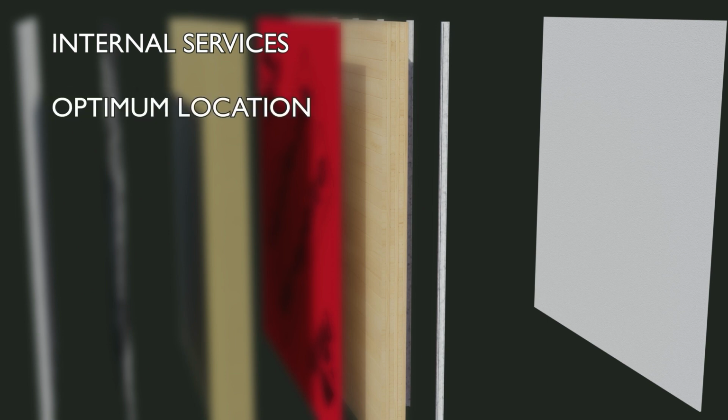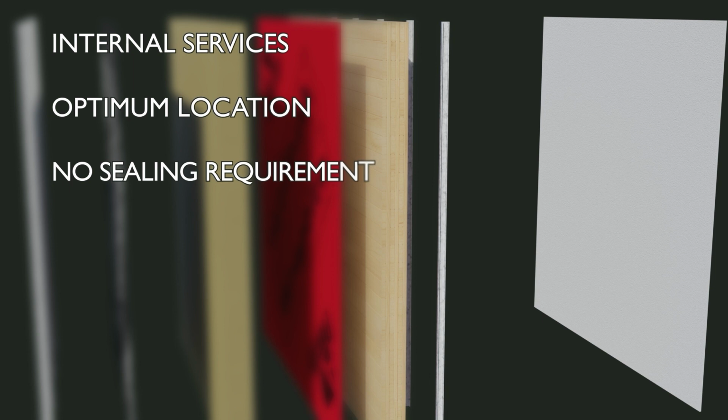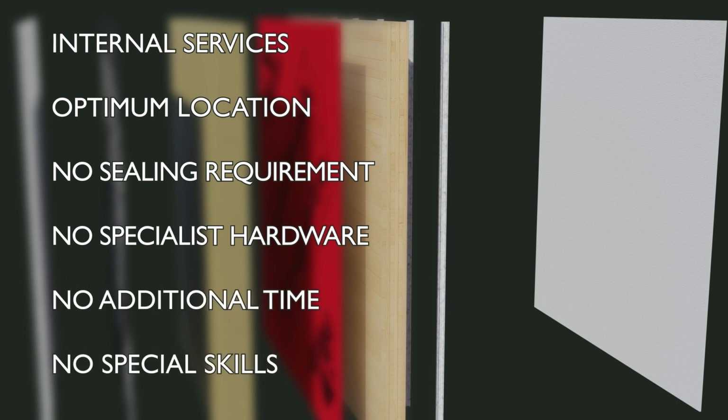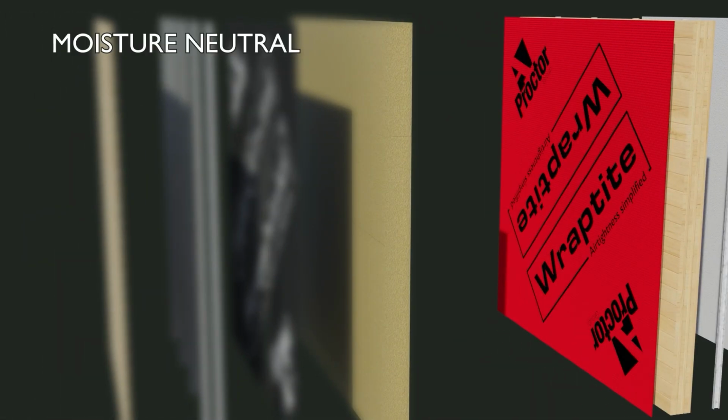Internal walls can be fixed into place and cabling, pipework and ventilation systems can be positioned in their most optimum location. These services also don't need to be sealed as often, and specialised airtight hardware such as downlighter hoods are not required. This has the effect of reducing time for installation and does not require any additional skills or patience on the part of the installers.